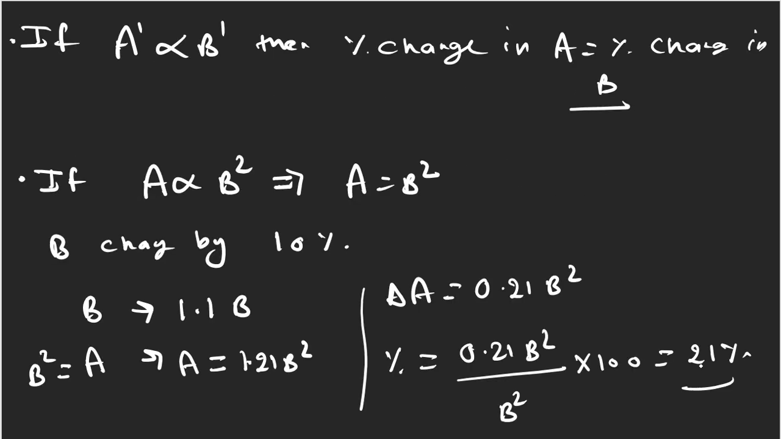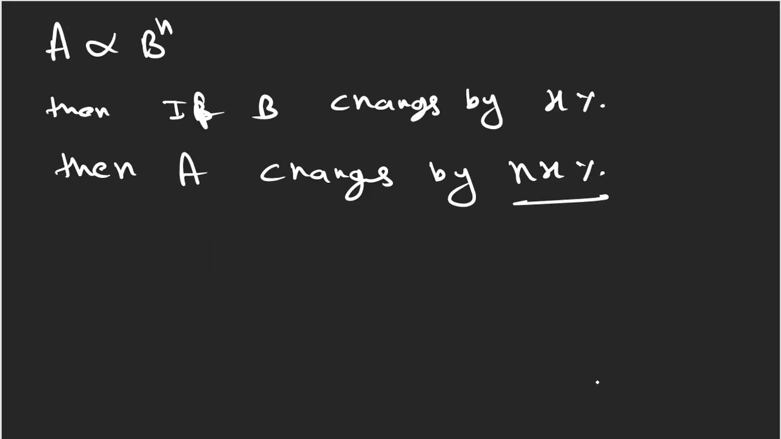Like in this case, you can see b changes by 10% and b is squared, so A should change by 20%, but actually it changes by 21%, but approximately 20 and 21 are the same. So in physics we take this: if A varies as b to the power n and b changes by x%, then A will change by n into x%. Approximately this is true, not 100% correct. Let's solve some more questions.